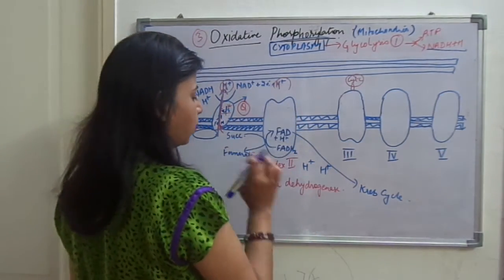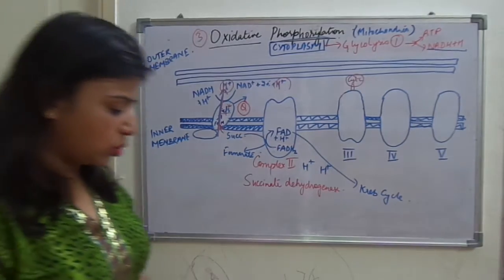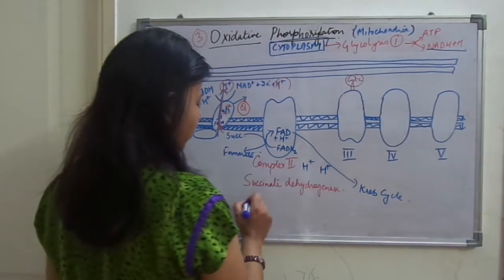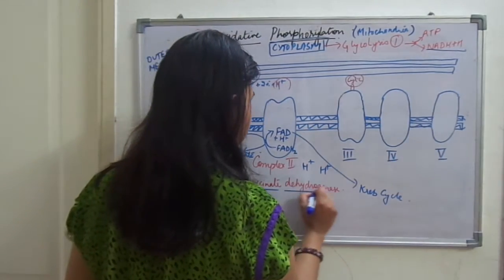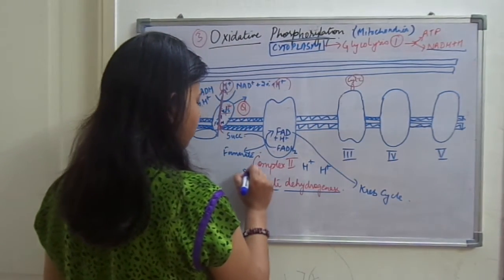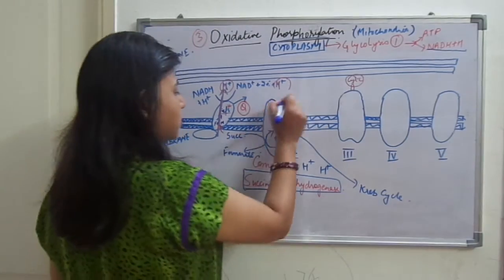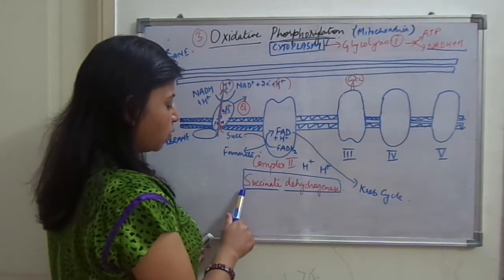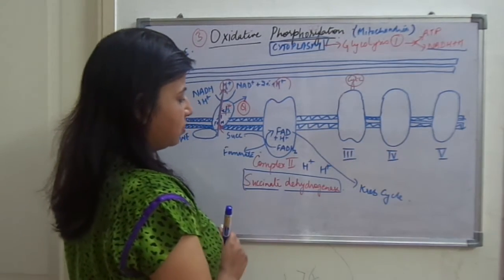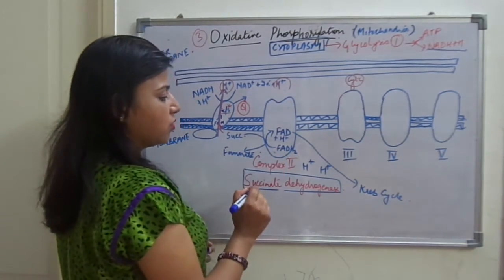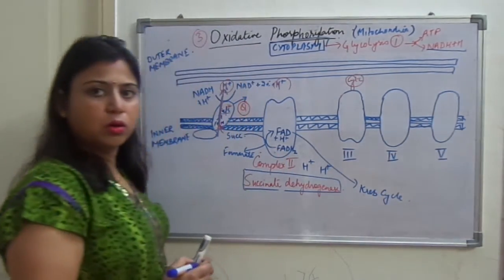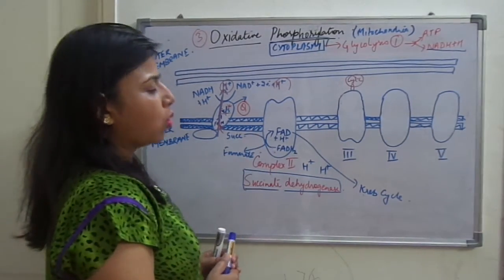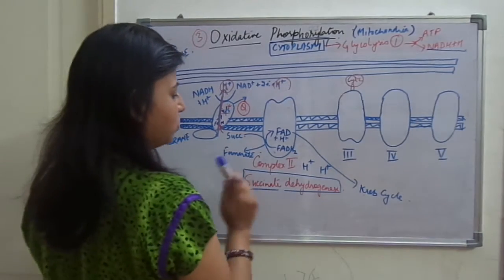This complex has two specialities. First thing about this complex is that its name is succinate dehydrogenase. This is the only enzyme. All enzymes are proteins and this protein itself is an enzyme. So this enzyme is present both in the oxidative phosphorylation and in the Krebs cycle also. This is the only protein present in both parts of carbohydrate metabolism, first thing.